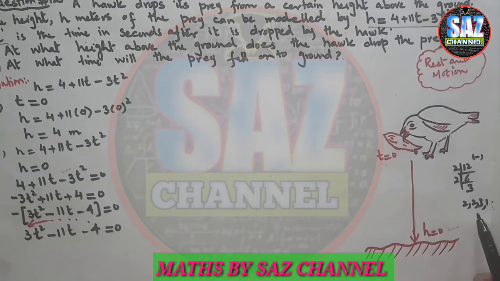What we have to do now is set the factors in such a way that when I'm adding or subtracting, I'm getting minus 11, and when I'm multiplying, I'm getting minus 12. Now think, if I'm taking 12 at one place and 1 alone, 12 minus 1 can give me 11, and 12 multiplied by 1 can give me 12.